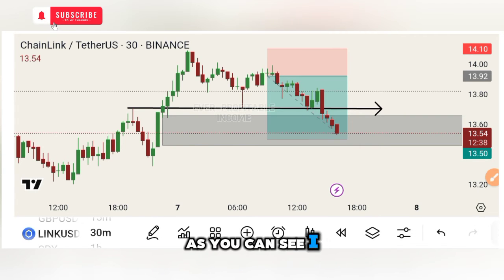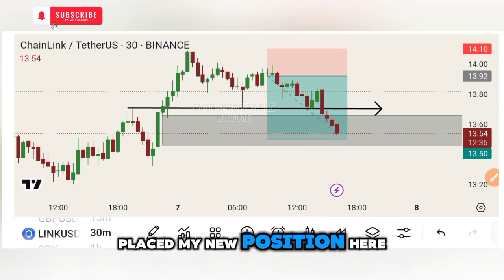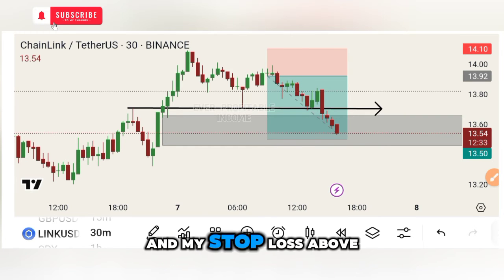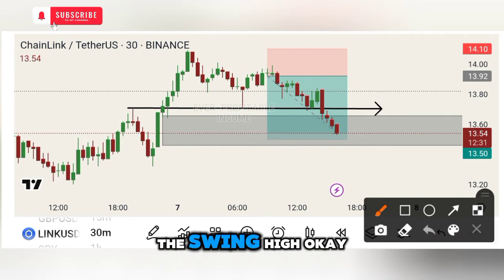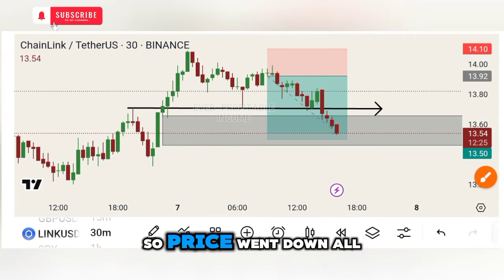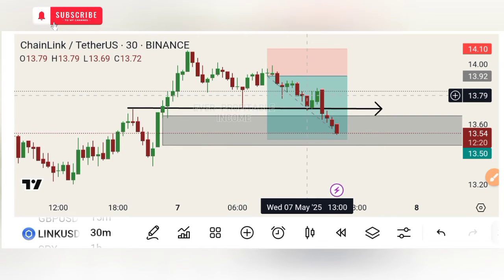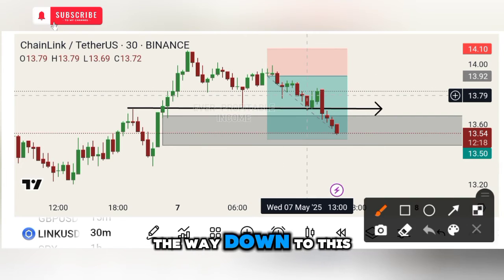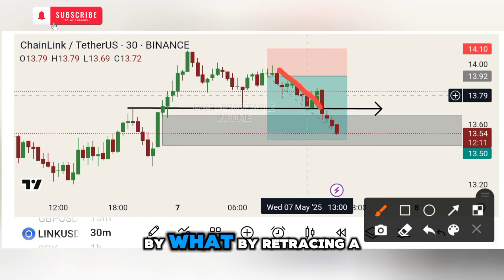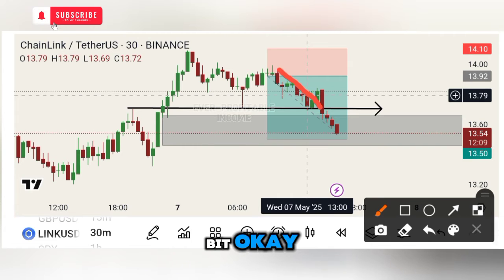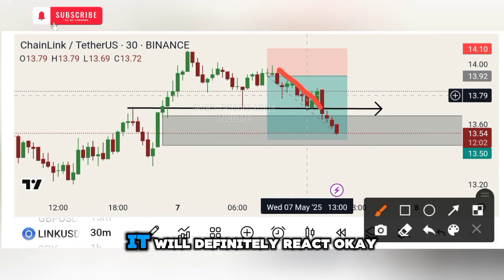As you can see, I placed my opening position here and my stop loss a little bit above the swing high. Price went all the way down to this level. When it got to the breaker block, it reacted by retracing a bit. When price gets to a breaker block, it must definitely react.